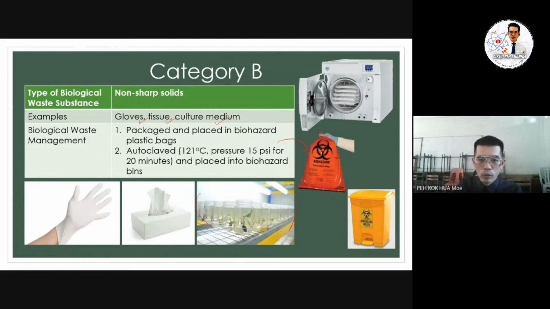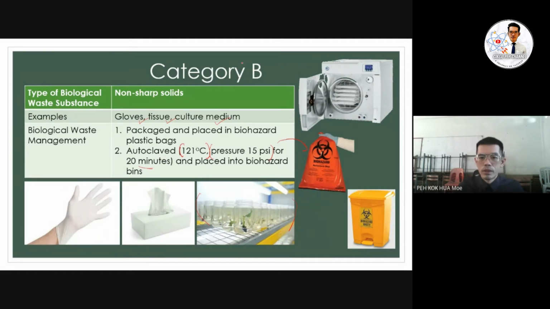So what is the autoclave? The autoclave means we need to heat up the waste. We need to kill the possible microorganisms staying on the non-sharp solid surface during the surgery or experiment. For the autoclave method, we need to heat at a temperature of 121 degrees Celsius with a pressure of 15 psi, where psi is the unit for pressure, for about 20 minutes. You can look at this figure; this is the instrument we use for conducting the autoclave.